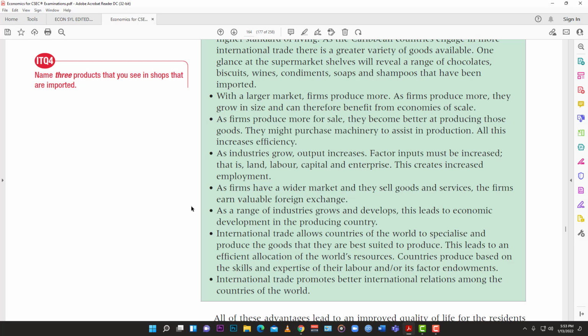You are now forced to do so once you look at the international market. And so employment in the country would go up. As firms have a wider market and they sell goods and services, the firms earn valuable foreign exchange. And we know that the American dollar, the greenback, that's the currency of business. That's the business dollar.